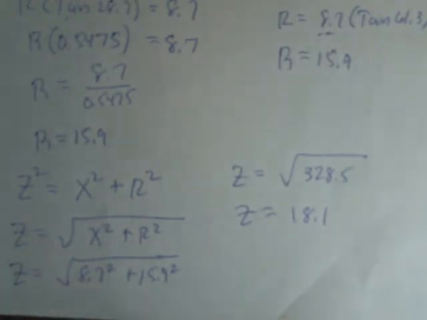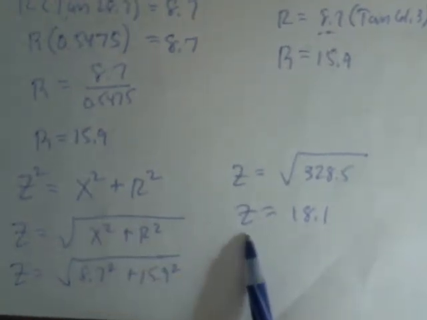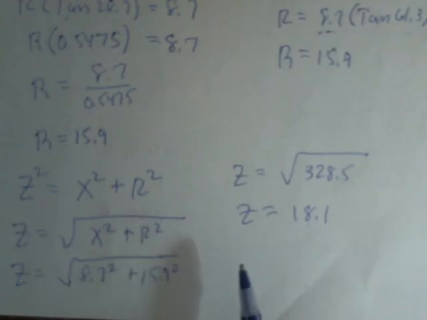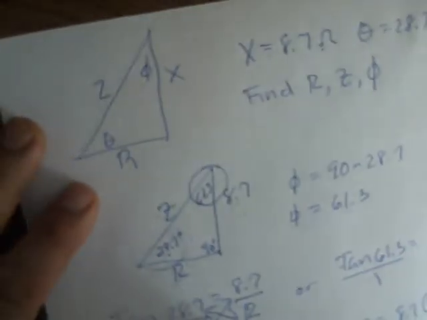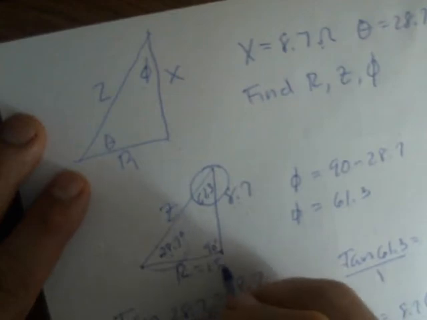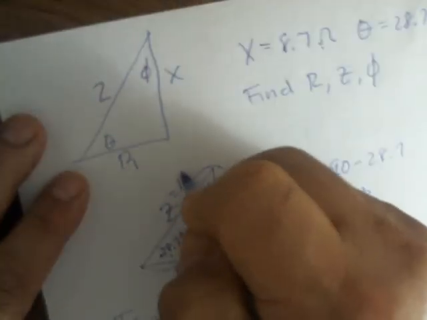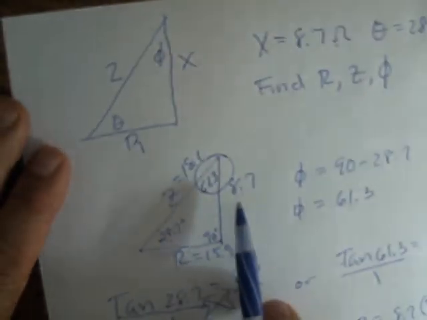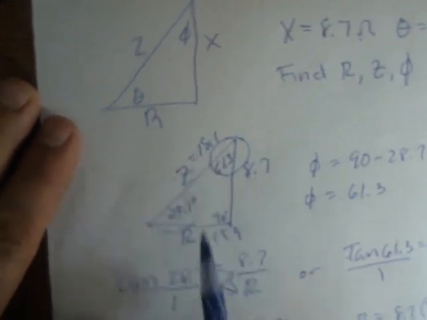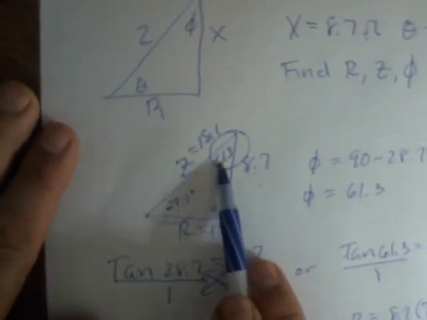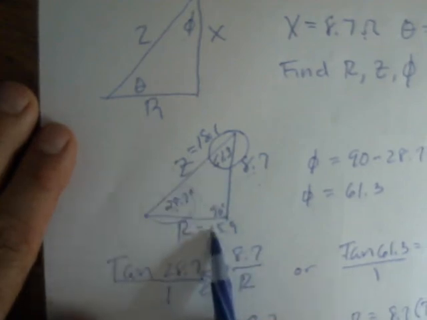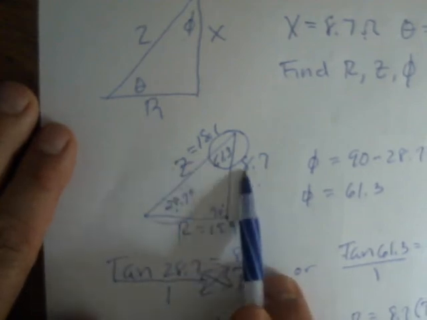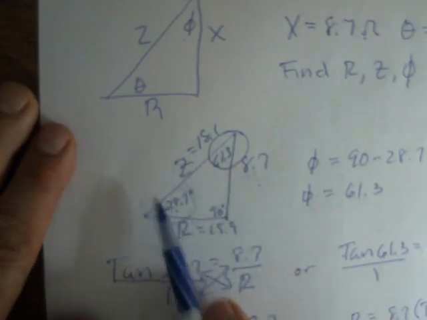Okay, so to check yourself, your hypotenuse is always the longest side. You can also go back to your triangle up here and say, okay, I found r was 15.9, z was 18.1. So based on my angles, the largest angle between these two is opposite the longest side, and this should be the shortest angle. Don't go by the way the triangle is drawn or looks.